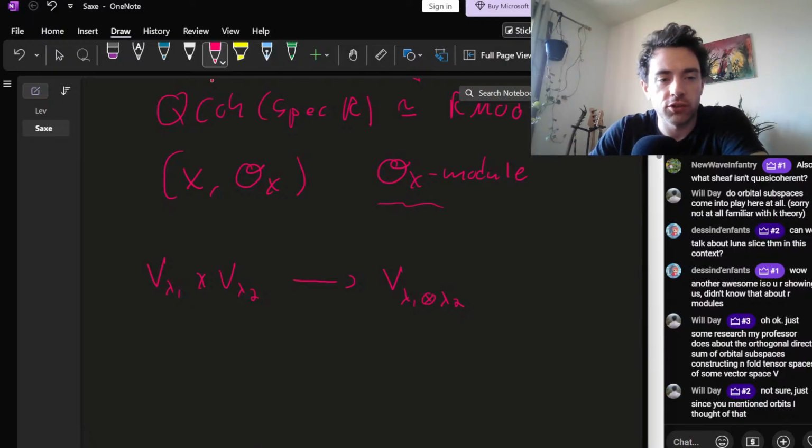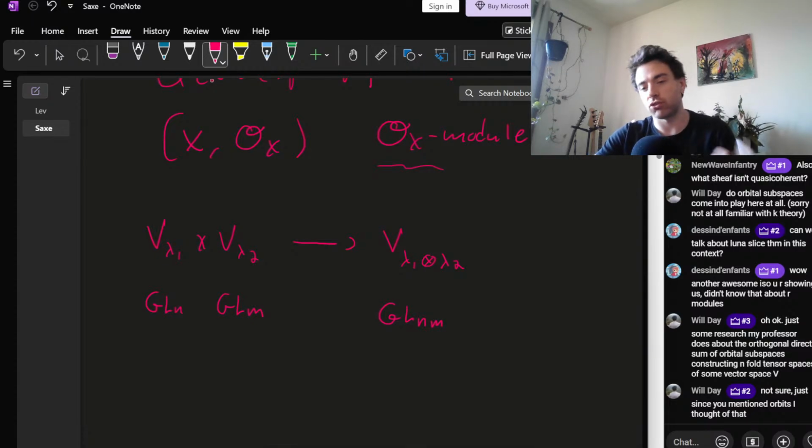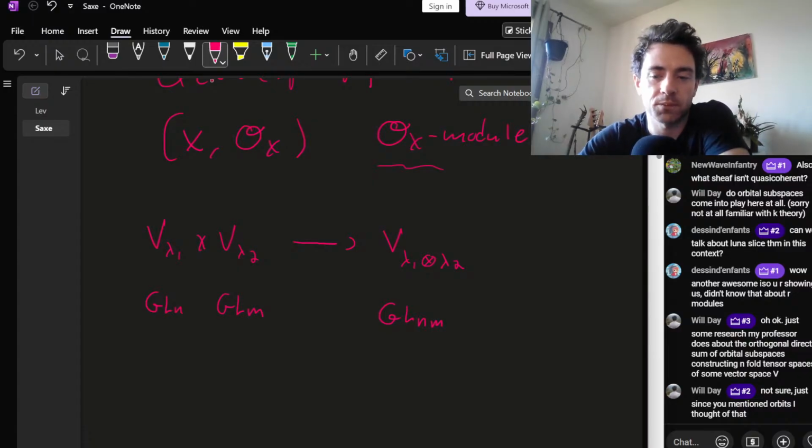Of course, this takes you from pairs of Langlands parameters for GLN and GLM to a Langlands parameter for GLNM. So what should this mean? Actually, here's the other thing. Maybe I won't have time to start talking about it today, or maybe I will. I don't know.